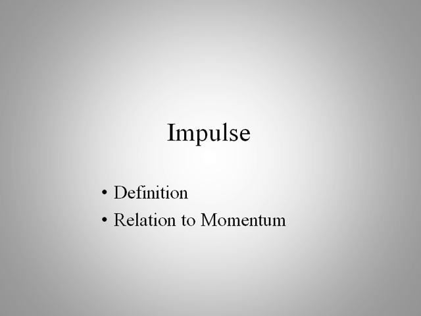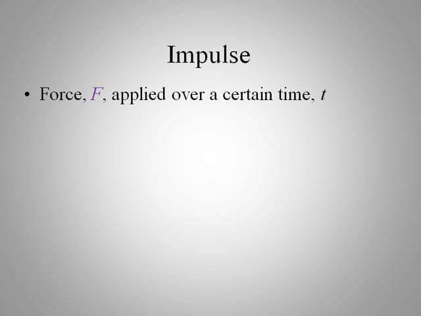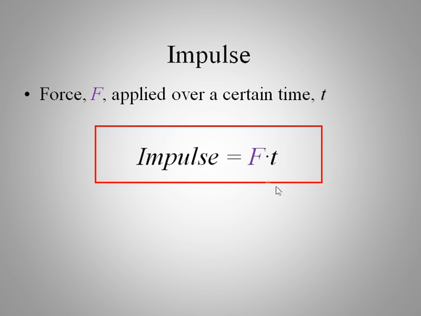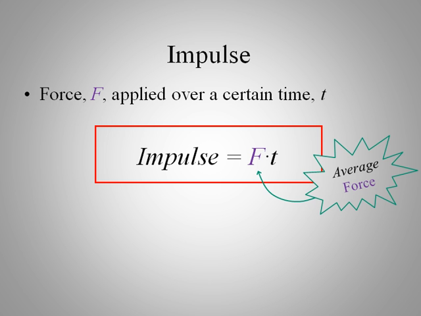So let's get started. Impulse is a force applied over a certain time. In math language, you would say this: force times time. This deserves a box. Now the force we're talking about here is an average force. If you think about it, you push on something for a certain amount of time. What really matters over that time interval is the average force with which you push. The units of impulse, if force is in newtons and time is in seconds, are newton seconds.